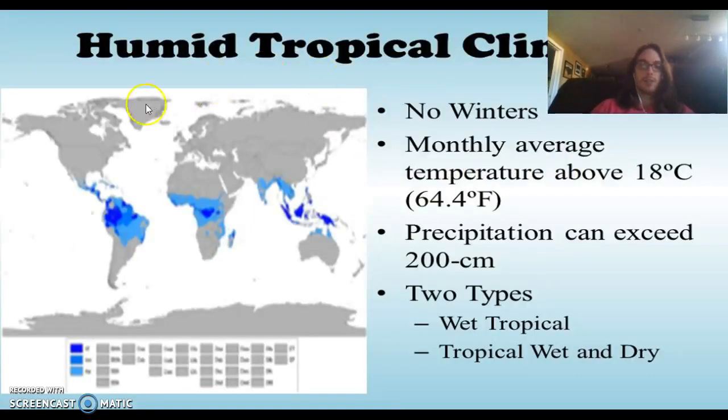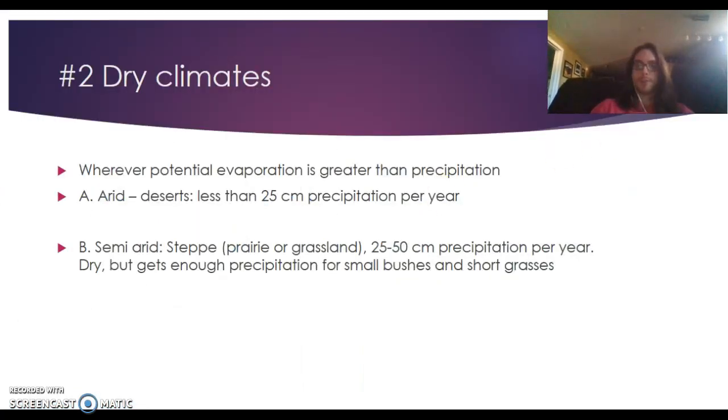Okay, so here's a good view of the tropical wet climate regions across the world. You can see it goes straight across the equator in that tropical region. The dark blue is tropical wet, and the light blue is tropical wet and dry, because they have dry seasons and rainy seasons. Precipitation can exceed 200 centimeters. In some places, it exceeds 600 centimeters. So there's a lot of rain going on in those rainforests. They call them that for a reason.